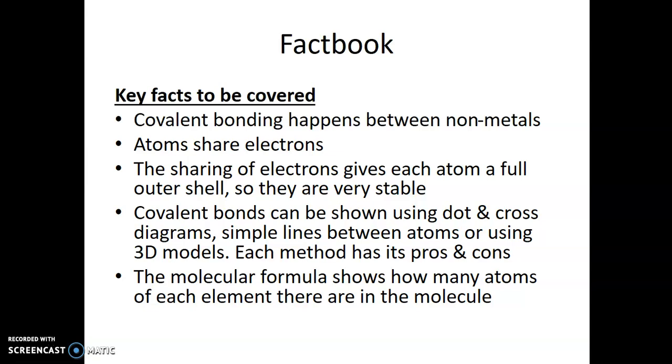Covalent bonds can be shown with dot and cross diagrams, as we've looked at. They can be shown as just simple lines between atoms, or they can be shown using a 3D model. And as I've said, each one has its advantages and disadvantages, which we spoke about just briefly there. Last thing, the molecular formula shows you how many atoms of each element there are in that molecule. So that's the information it gives you.